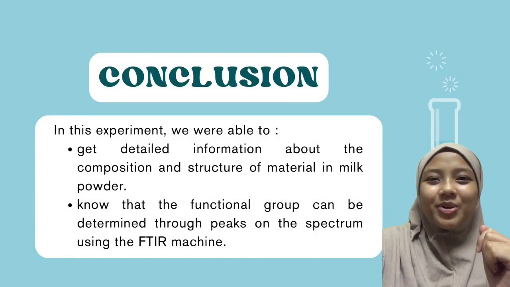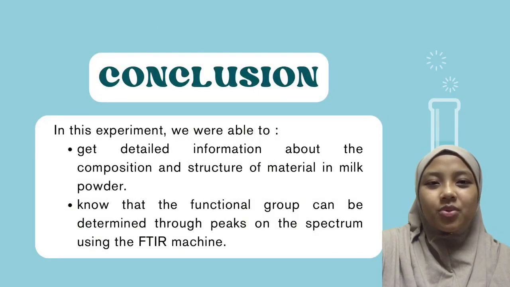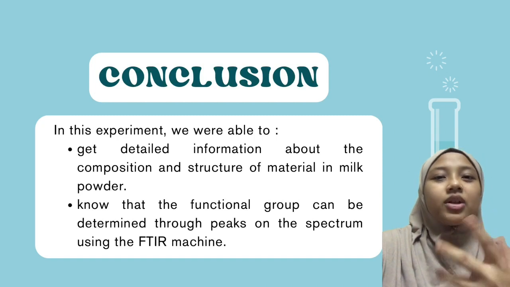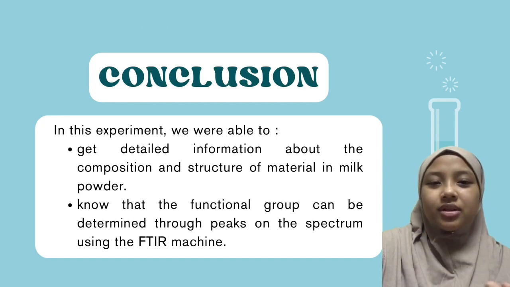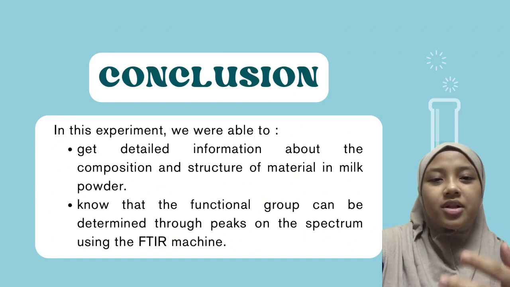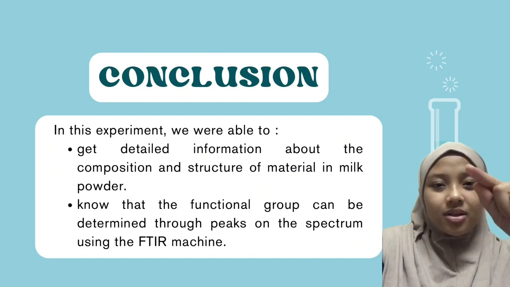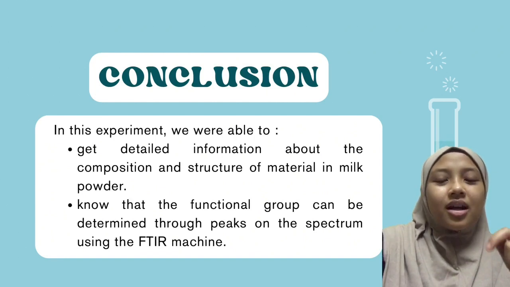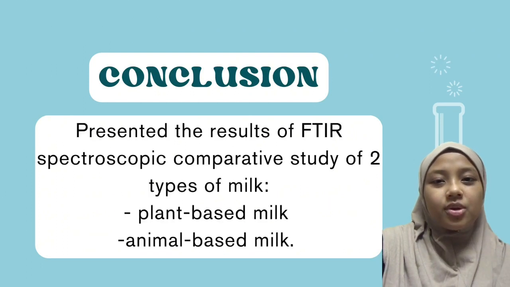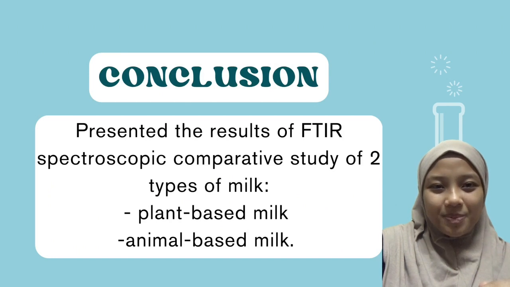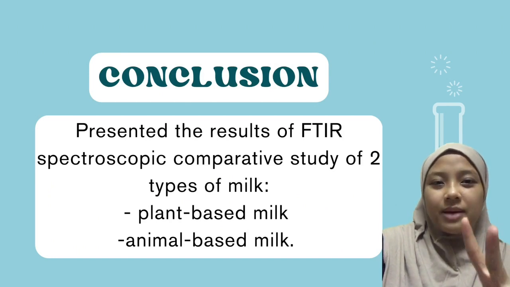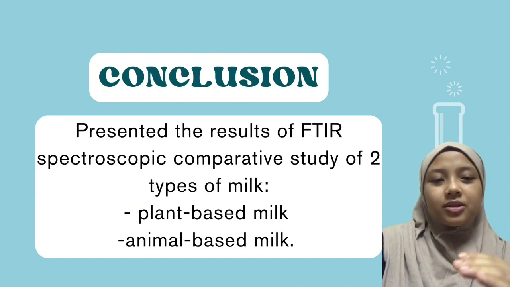The last part is the conclusion. To conclude, in this experiment, we were able to get detailed information about the composition and structure of material in milk powder. We were able to know that functional groups can be determined through peaks on the spectrum using the FTIR machine. This experiment also presents the results of an FTIR spectroscopy comparative study of two types of milk, which are plant-based milk and animal-based milk.